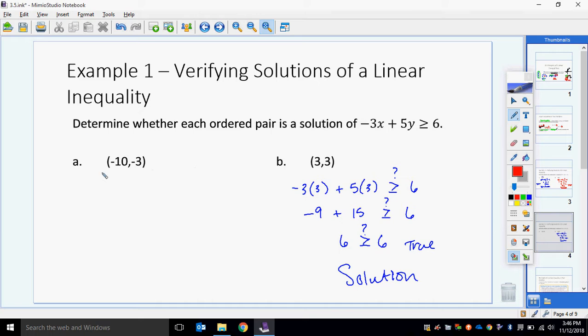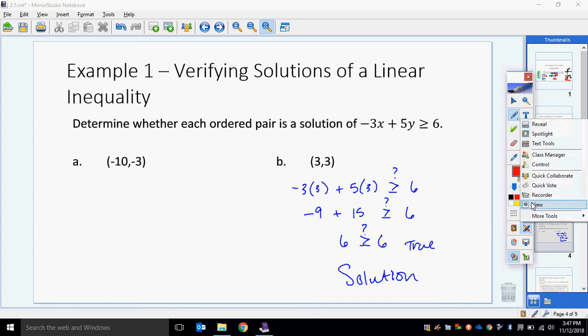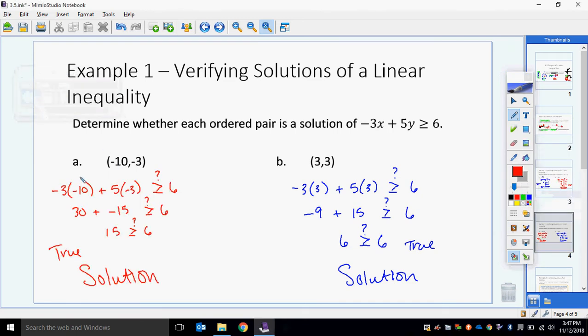Go ahead and solve A for me. Determine whether negative 10, negative 3 is a solution. Okay, when you plug in negative 10 for x and negative 3 for y, this side would simplify to a positive 15. Make sure you're watching your signs. A negative times a negative would be a positive 30. Positive times a negative would be a negative 15. And a positive 30 and negative 10 make positive 15. So positive 15 is greater than or equal to 6. That's true, so it is a solution.